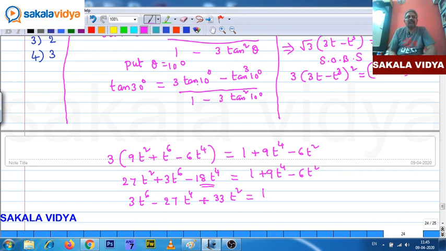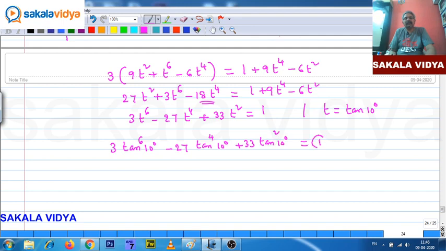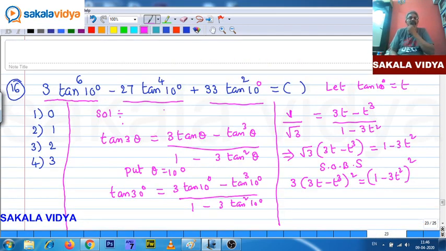What is t stands for? t is equal to tan 10. So, let us substitute t for tan 10 degrees. What do you get now here? Tan 10 degrees to the power of 6 minus 27 tan 10 degrees to the power of 4 plus 33 tan square 10 degrees equal to 1. So, answer is 1. Please check it now. See this one. So, option 2, second option.